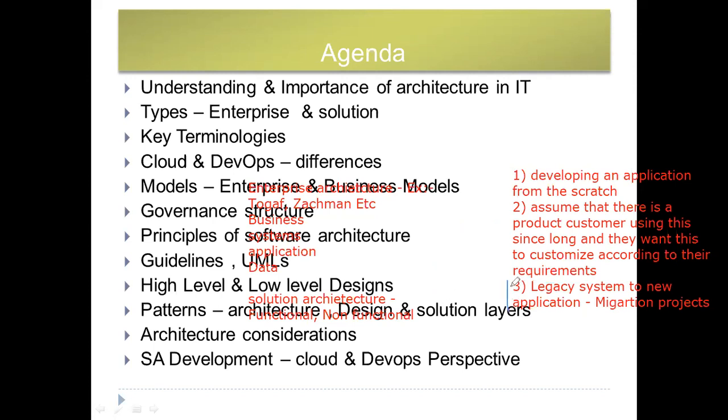Point number 3. Assume that whenever we are moving from legacy applications to a new application, say in data migration projects we are working on, it's always important for us to understand non-functional requirements. Why? Because the infrastructure is changing. Will you agree? Because the legacy system has an infrastructure.